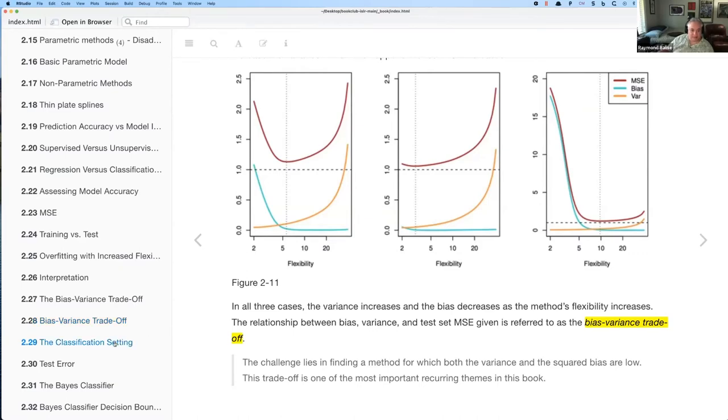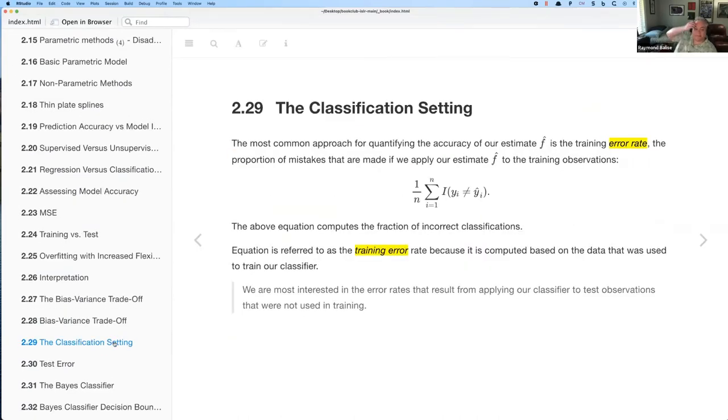Then, everything up to this point was all about making predictions on continuous outcomes. They briefly talk about categorical outcomes. I just found this kind of funny because it's like, okay, here's an equation, and all it's really saying is, did you guess the correct answer? So, you add up or calculate the percentage of times you guess the answer correctly.